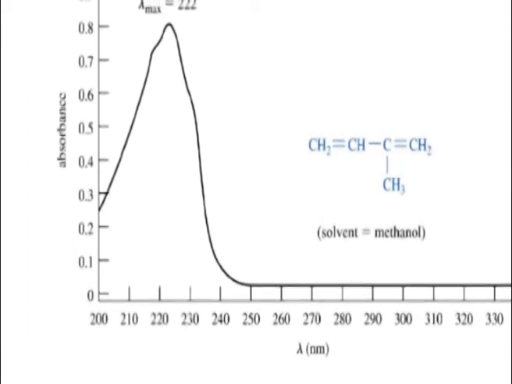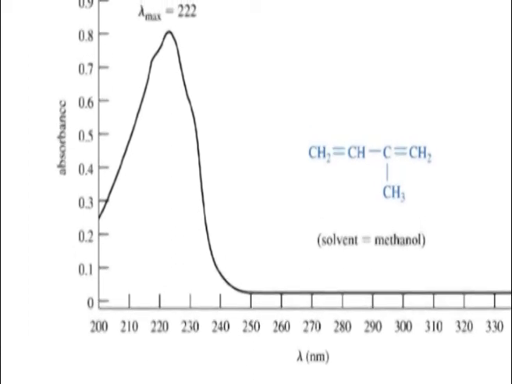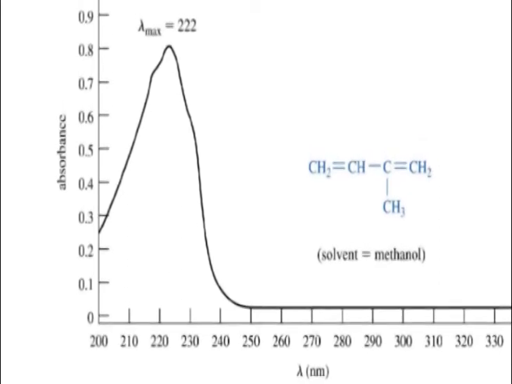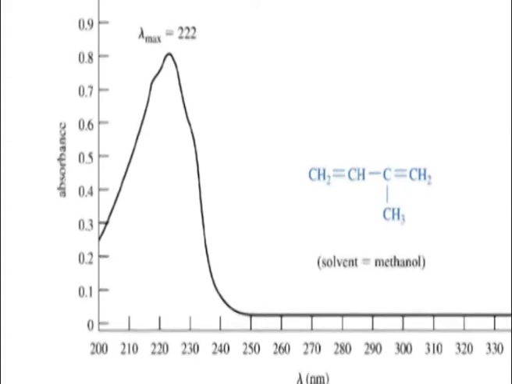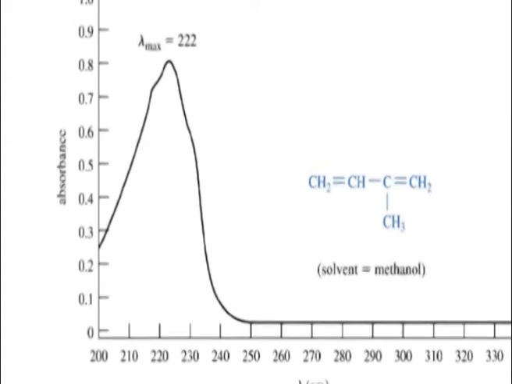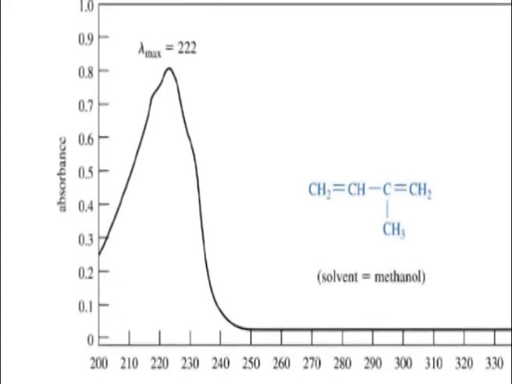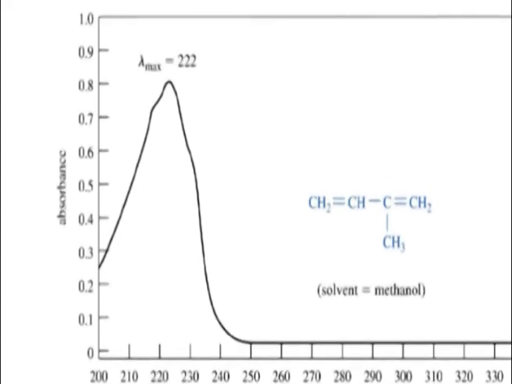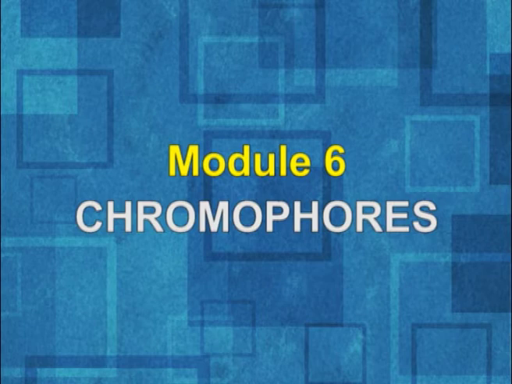The figure shows that the solution is scanned in a given range of wavelength and the absorbance is determined. From that we get the highest wavelength range. For example, in the given graph we can see that the lambda max obtained is 222 nanometer. Next module is chromophores.